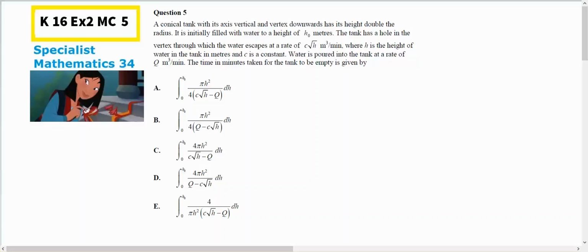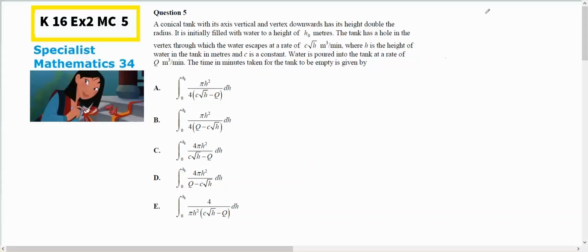This is for Year 12 Specialists. It's Kilbaha multiple choice number 5 out of 2016. Okay, so I've got to set up a differential equation and then find an antiderivative to represent the time.